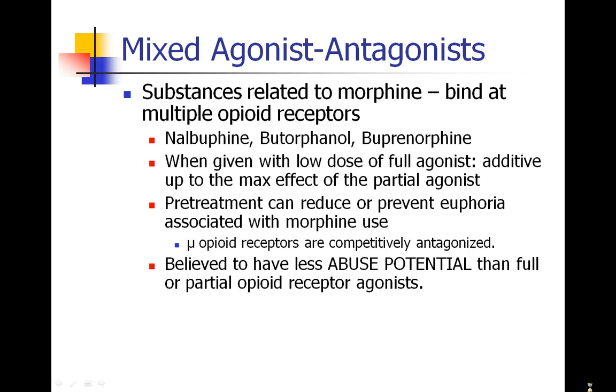When these drugs are given together with a full agonist, you get an additive effect up to the maximum effect of the partial agonist. And we saw that already before. And so these can be used to prevent euphoria, the sort of competitive antagonism of the original full agonist. And we discussed this in the last section. Some people think that these drugs have a little bit less abuse potential than full or partial opioid receptor agonists. So let's see some examples of these drugs and try to understand these ideas a little bit more completely.